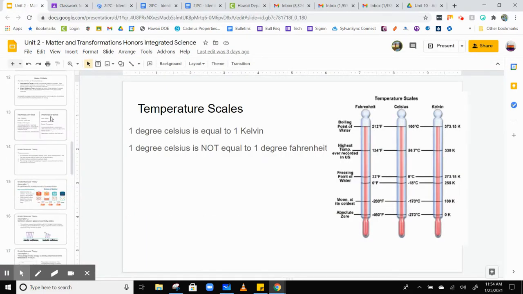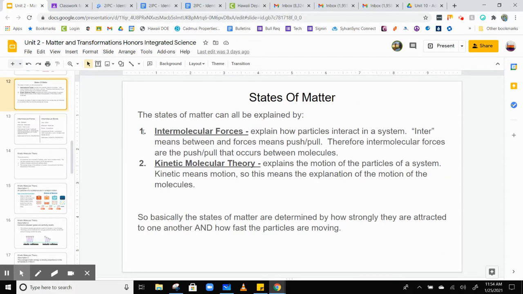But last time we talked about the states of matter and how they really depend on two different things. The intermolecular forces, or the forces between particles in a system. So inter meaning between, molecular meaning molecules, and forces meaning the push or pull. So the push or pull between molecules in a substance. So how strongly are they attracted to one another, basically. And then the other thing that states of matter depend on is the kinetic molecular theory. So how fast they're moving. So how much motion they have. Okay, so two factors: how fast are they moving, and how strongly are they held together.